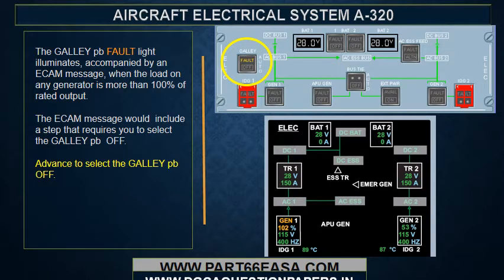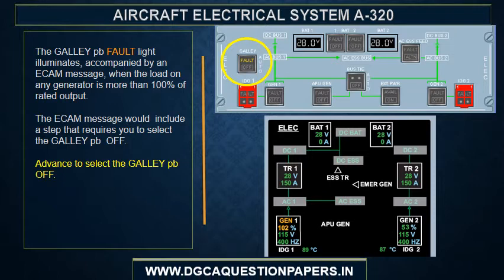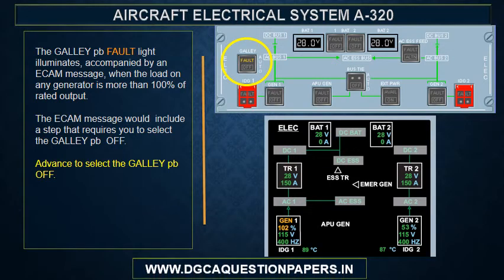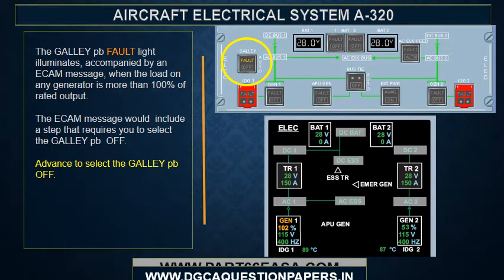The galley push button fault light illuminates accompanied by an ECAM message when the load of any generator is more than 100% of rated output. The ECAM message would include a step that requires you to select the galley push button off. Advance to select the galley push button off.